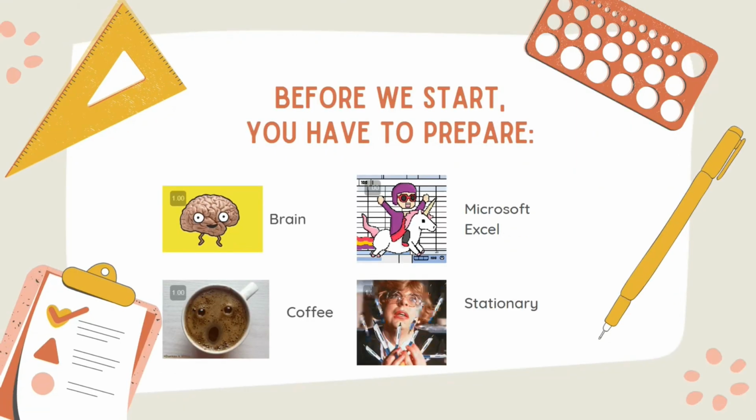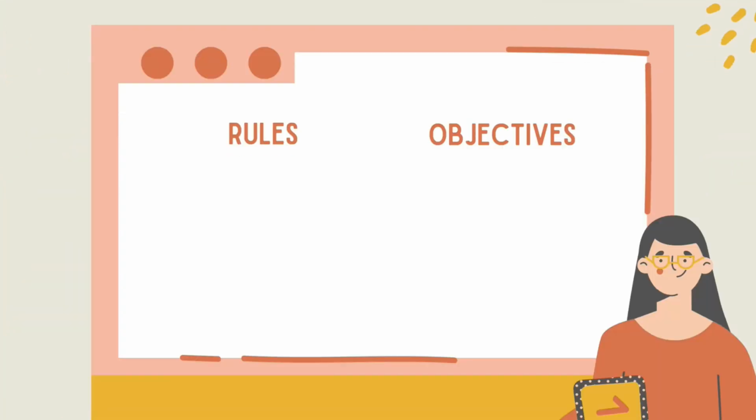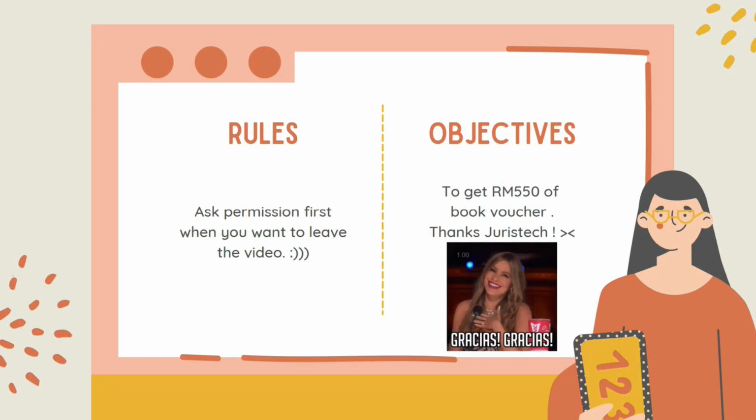Before we start, we have to prepare our brain, Microsoft Excel, coffee, and our stationery. Next, the rule is to ask permission first when you want to leave the video, and the objective of this video is to get the 550 ringgit book voucher sponsored by Juris Tech.